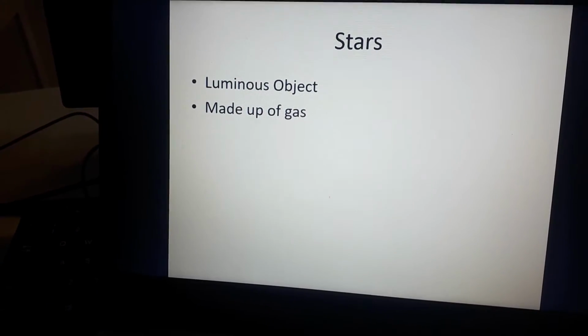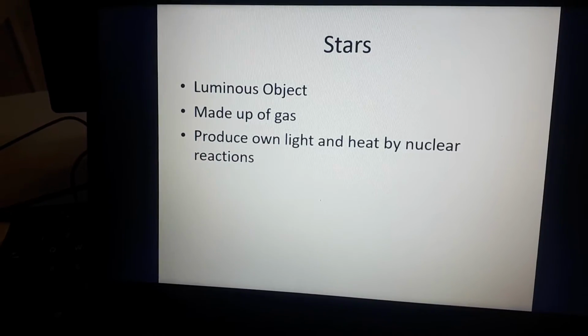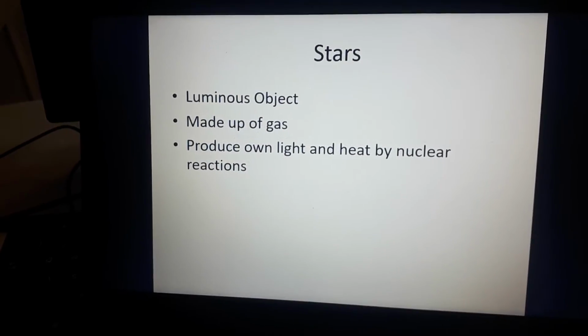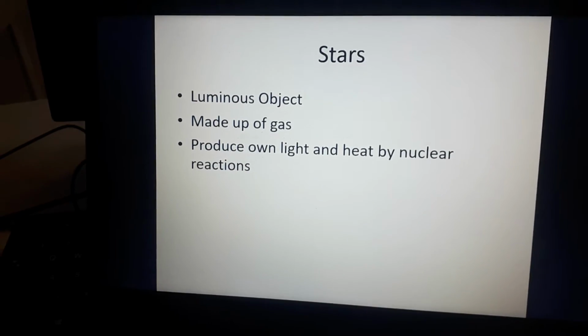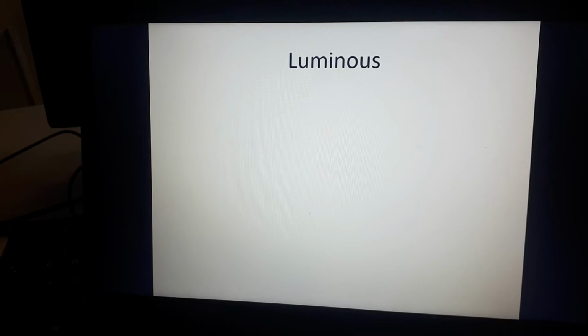Stars are made up of gas, and stars give out their own light by nuclear reactions, and we've looked at a nucleus already in chemistry. So within that nucleus, we have reactions that occur, and these are called nuclear reactions.